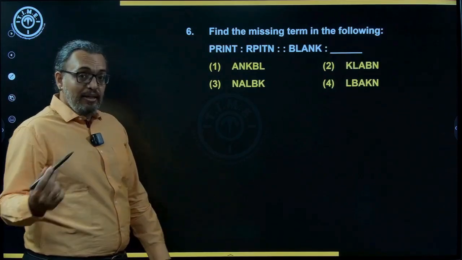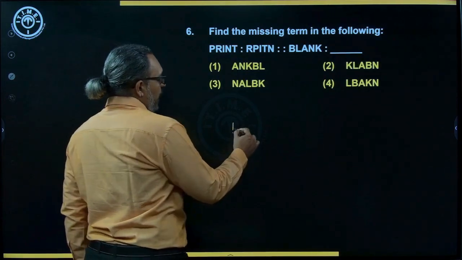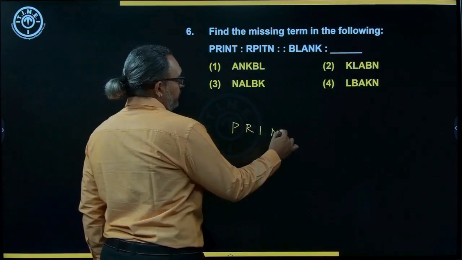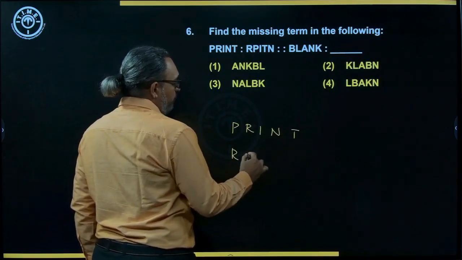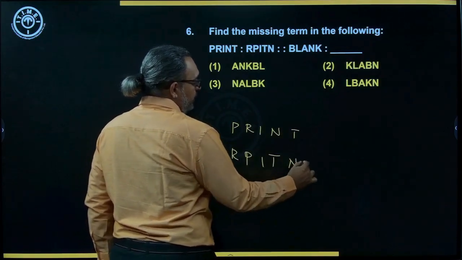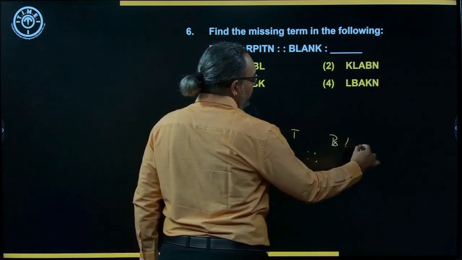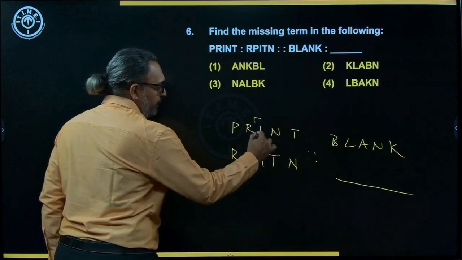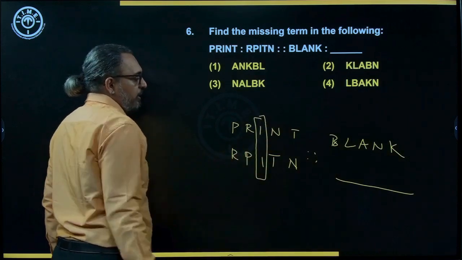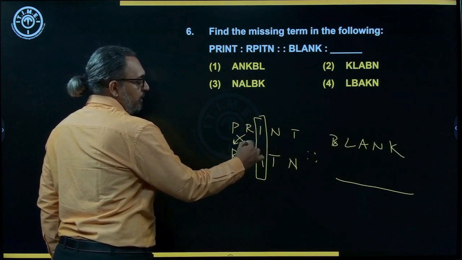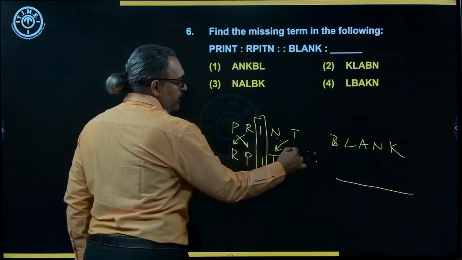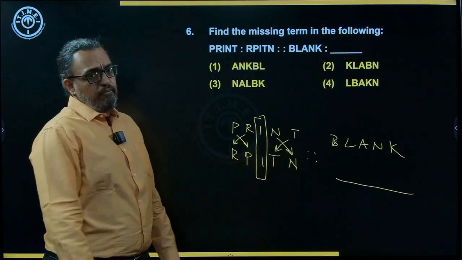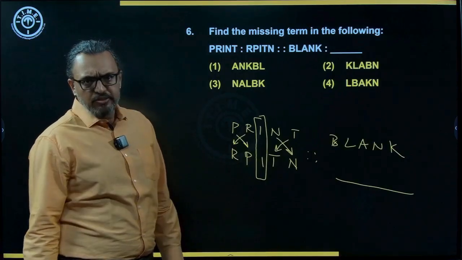Yeah. Now letter analogies. So we have PRINT is RPITN. Similarly, we have a blank. And how do I write it? Now, what is it that you observe here is when you look at it, the middle letter is the same, but the remaining letters are interchanging. Because the same letters are repeated, that is the logic we observe.